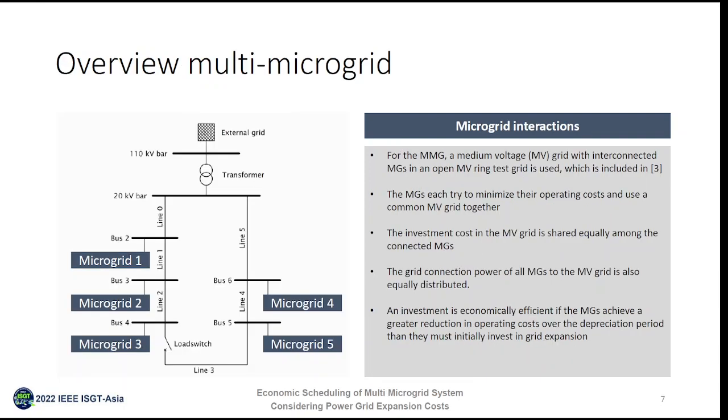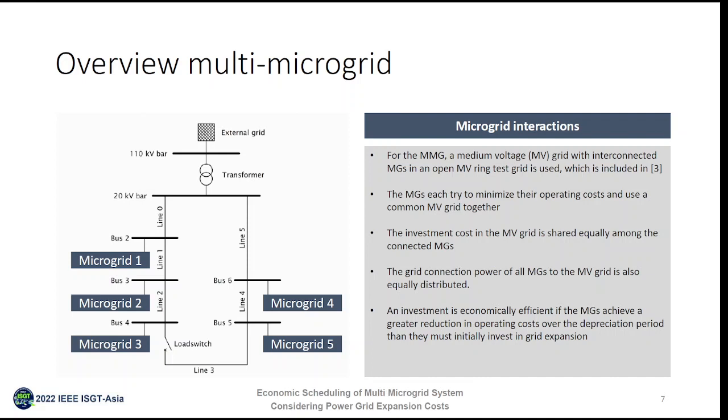For the multi-microgrid, a medium voltage grid is used with interconnected microgrids in an open mid-voltage ring test grid. Here, the microgrids try to minimize the operating costs and use a common mid-voltage grid for this purpose. If investments want to be made in the multi-microgrid, these investment costs are distributed equally among the connected microgrids. The grid connection power of all microgrids to a mid-voltage grid is also equally distributed.